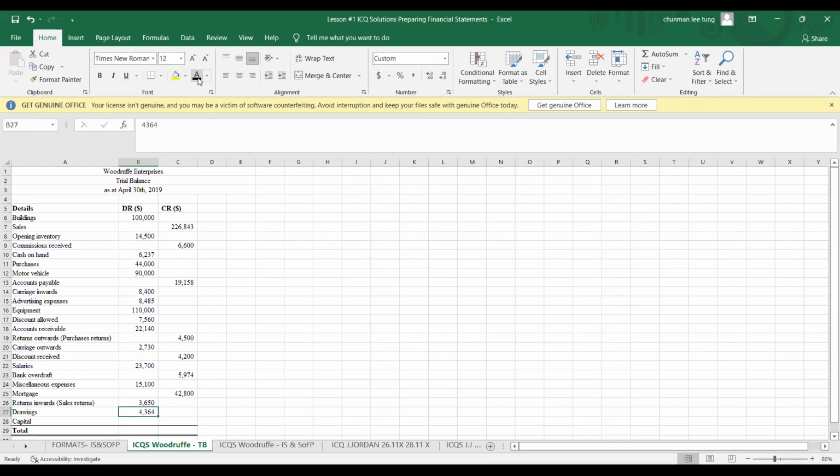Good. So at this stage, we would have accounted for all the debits and all the credits. And now to solve for capital, which is what the question is stating, what is the capital? We have to find our total debits and our total credits and subtract. That is to get your capital figure.